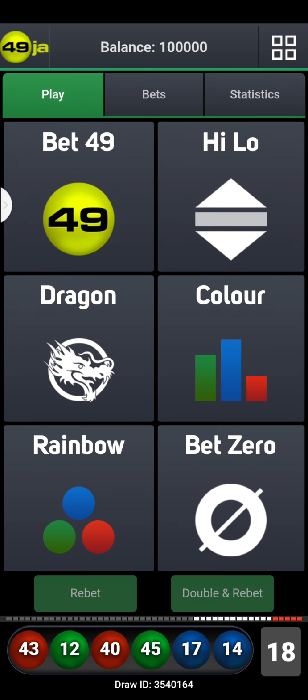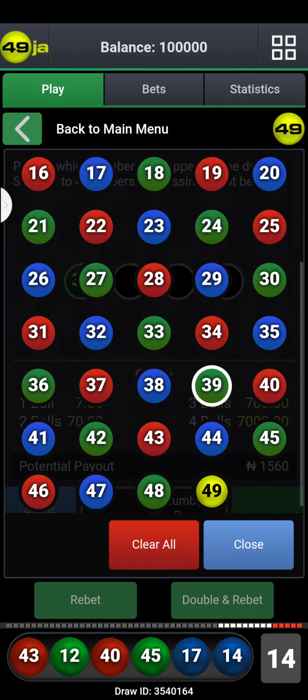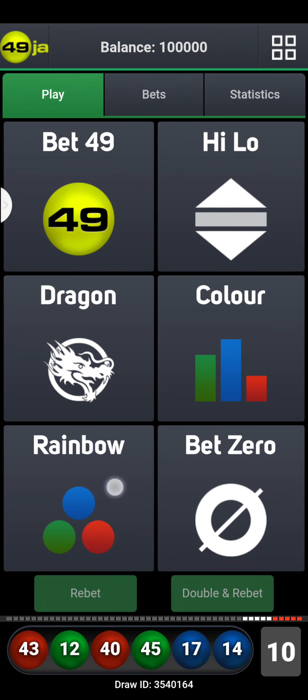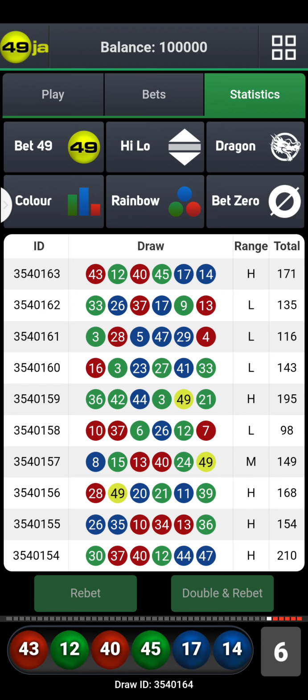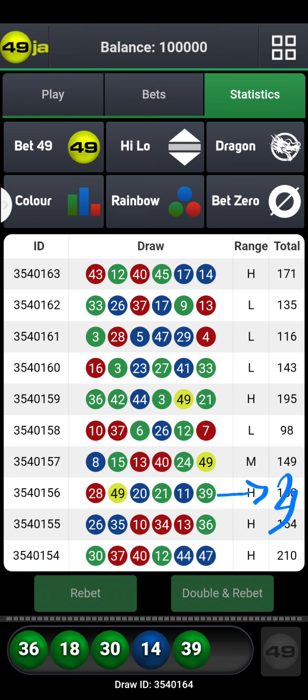Now that 48, you come into this bet 49 and check for the number that appear in 48. We have 48, we have green. Then you go and bet at least 2 green to appear. Now check. If you check very well, you see that at least 2 green appeared in this other bet ID. 2 green appeared.